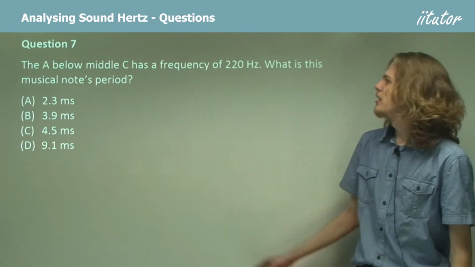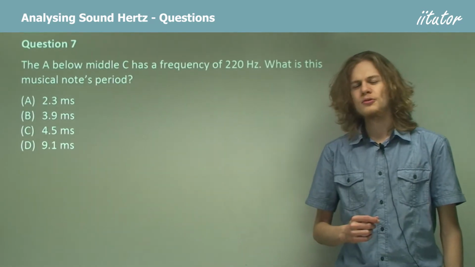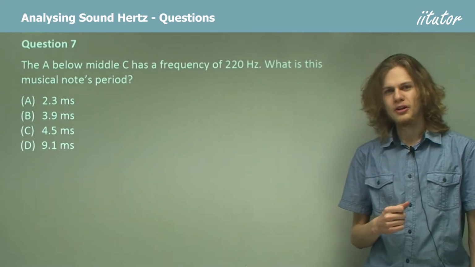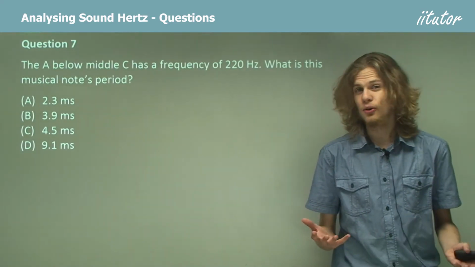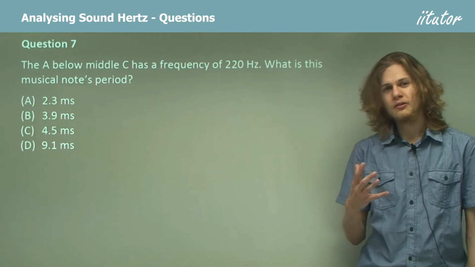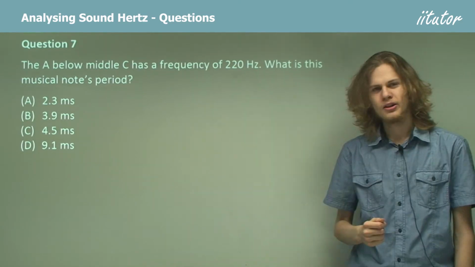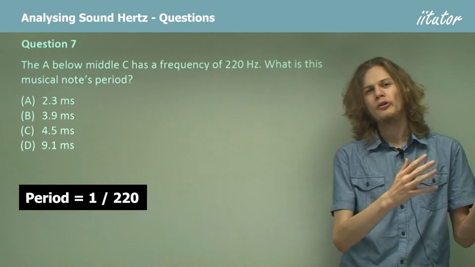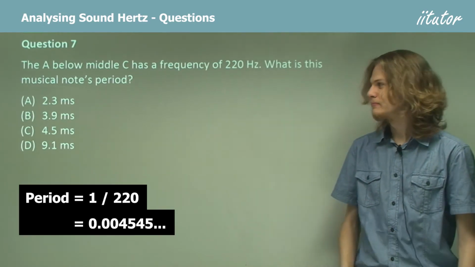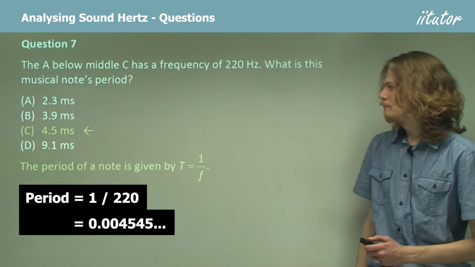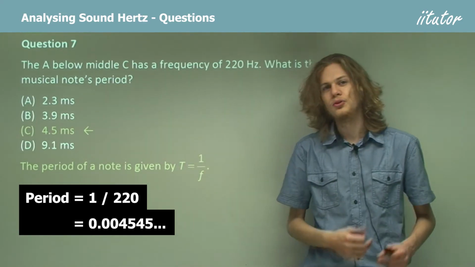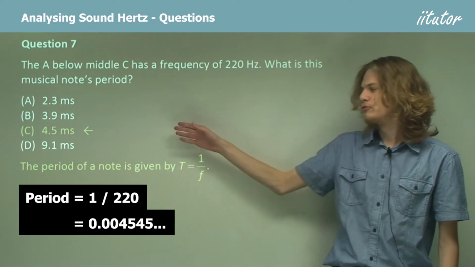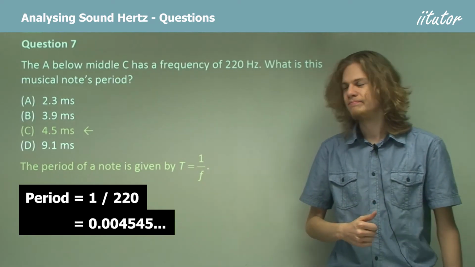Question 7. The A below middle C has a frequency of 220 Hz. What is this musical note's period? If we have a wave of any sort, sound wave or not, we can find its period if we know its frequency. So what's the formula again? That's right, the period equals 1 divided by the frequency. So that will tell us pretty easily that the period of this musical note, the A below middle C, is going to be 1 over f, or 4.5 milliseconds.